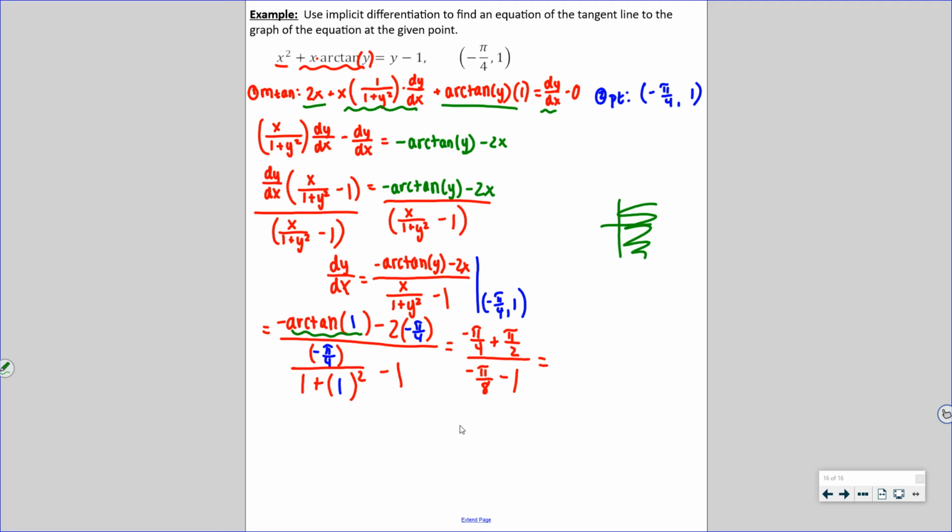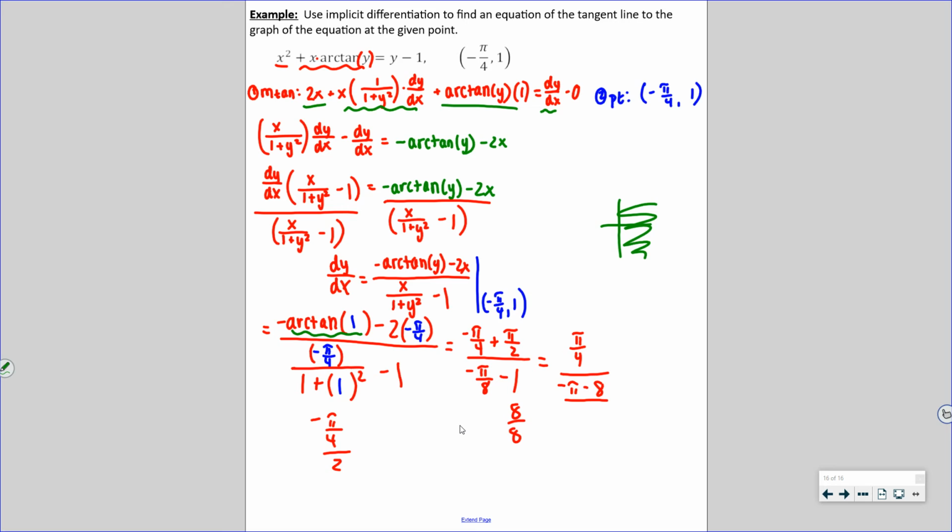See how I have a complex fraction here. Okay. So now I was just kind of simplifying this. So negative pi over 4, and then 1 plus 1 is over 2. So that's how I got that. And then I have that minus 1. Okay. So negative 1/4 plus 1/2 is 1/4. Negative 1/8 minus 8/8. I would do negative pi over 8 over 8.